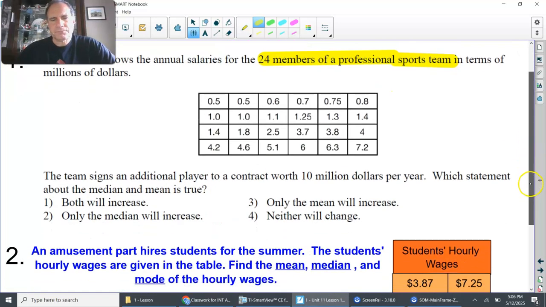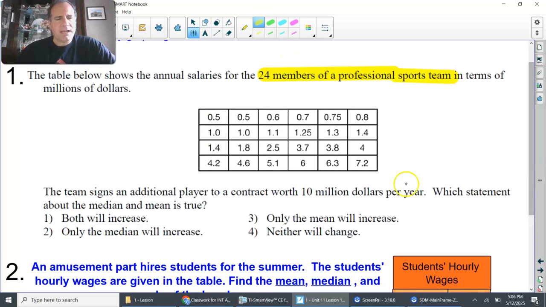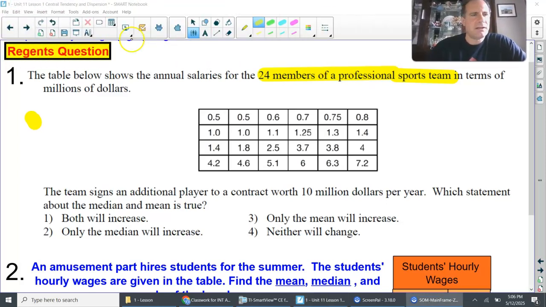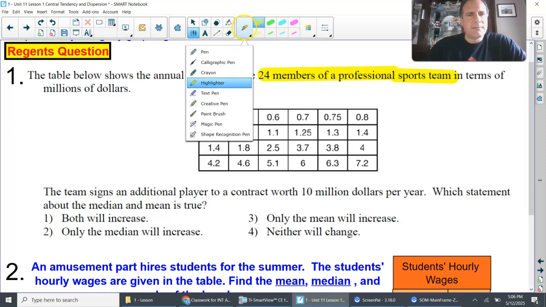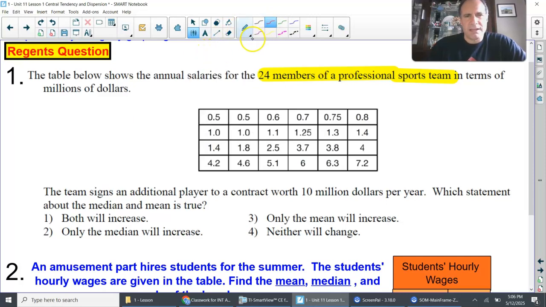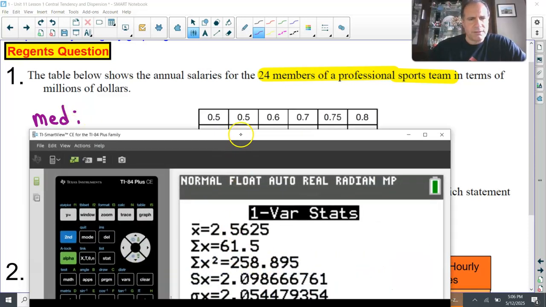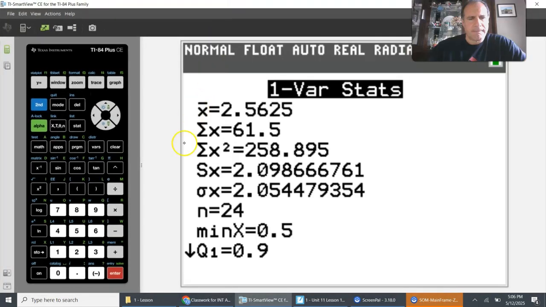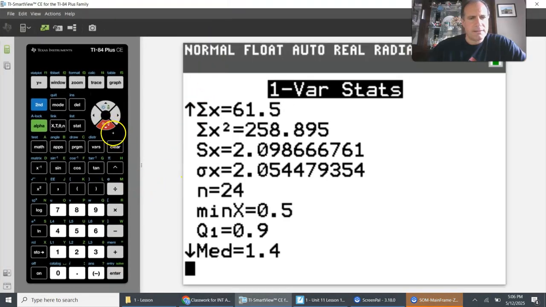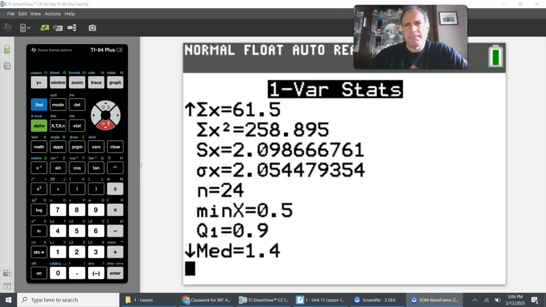So right now, the median and the mean. So I'm just going to put this down, and I'm writing in highlighter, so that's no good. I'm going to put down what the median and the mean is originally. So the median originally is 1.4.